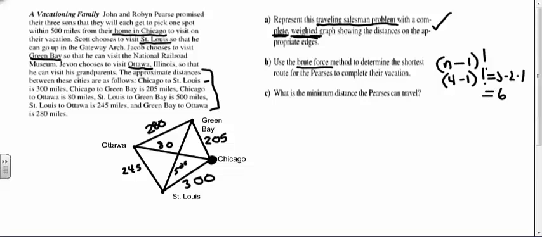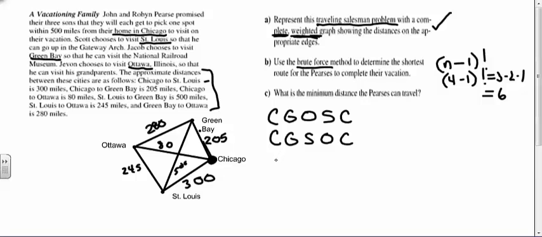So let's list the Hamilton circuits. We always have to start with Chicago, then go to Green Bay, then Ottawa, and St. Louis, and then back to Chicago because it has to be a circuit. Another one could be Chicago, then Green Bay, but then instead of Ottawa, let's go to St. Louis, then Ottawa, then back to Chicago.